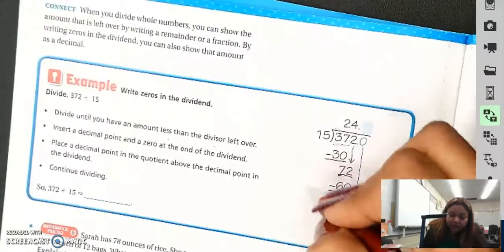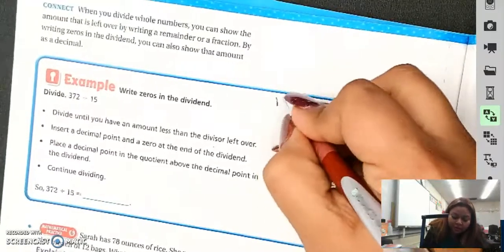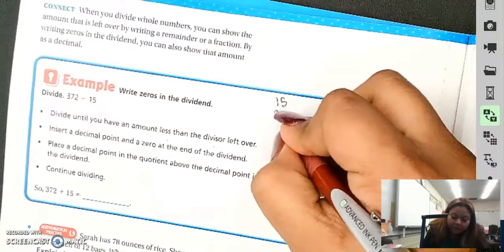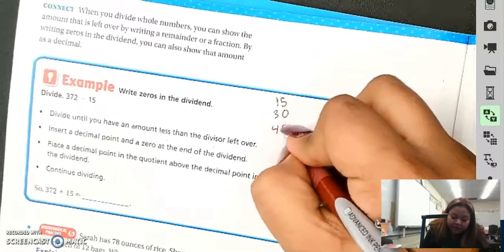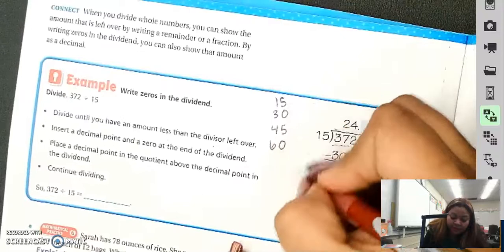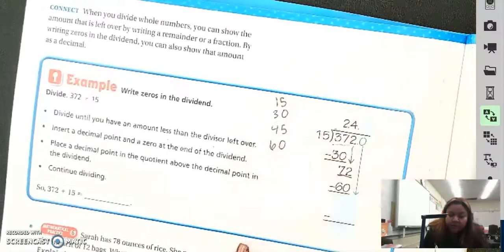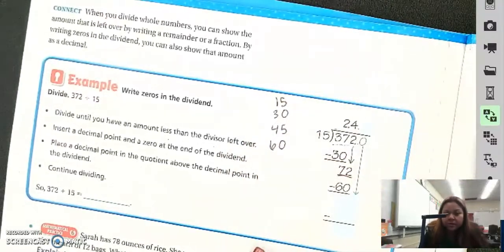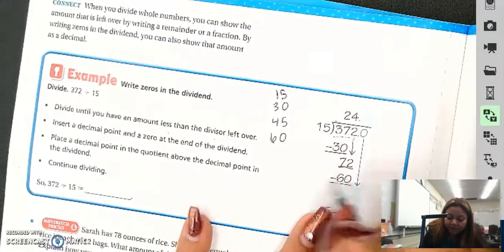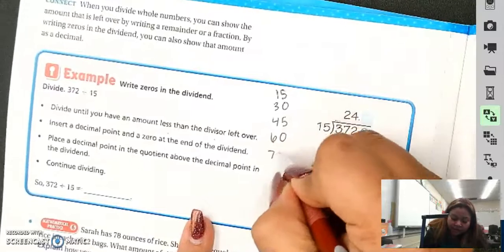Strategy again, if you don't know, if it's too hard, you want to list your facts. 15, and then if you add 15, that's 30. Add 15, that's 45. Add 15, that's 60. If you can't do this in your head, then just do it on the side. But that's the reason why practicing your facts is so important. So we have 60, and then you add 15, that's 75.